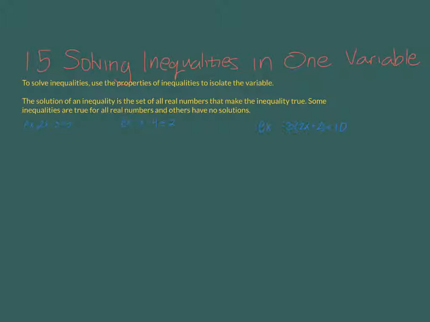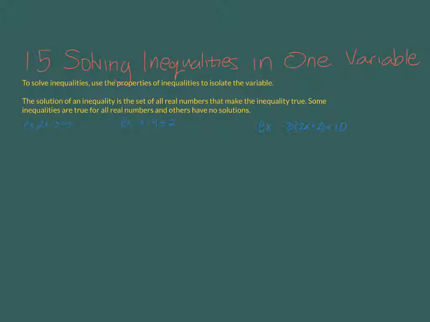Now remember, there are two main inequality signs, less than and greater than. And then you also have less than or equal to and greater than or equal to. The solution of an inequality is the set of all real numbers that make the inequality true. Unlike our equations, where we had one solution, no solution, or infinitely many, for inequalities we will also have no solution, infinitely many solutions, and then a set of solutions that satisfy the inequality. So it won't just be x equals 1, it'll be x less than 1. This is all numbers less than 1, so that'd be 0, -1, -2, and so on and so forth.